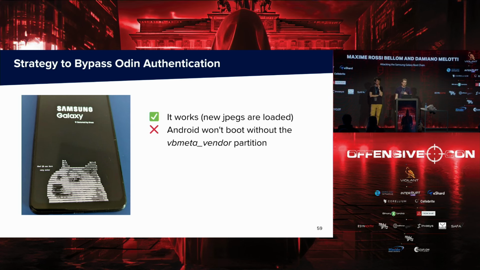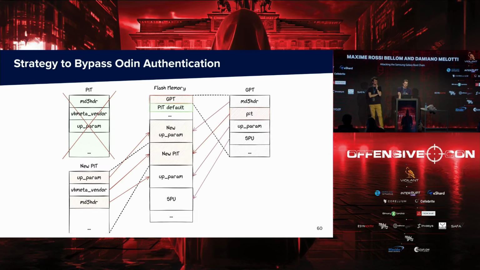But there is still a problem. Android won't boot without the VB meta vendor partition, even though we can put anything inside, but still the system will complain if it's not present in the GPT table. So to overcome that, we simply rename another partition that seems to be unused into VB meta vendor, and thanks to that, it will boot without any issue.